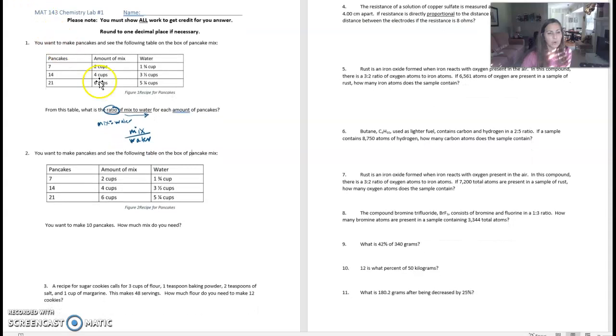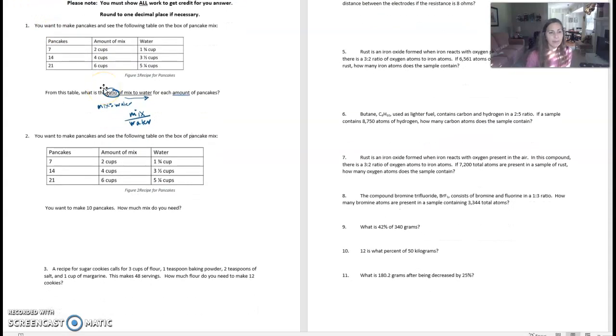Number 2, you want to make 10 pancakes. How much mix do you need? So we know how much mix is required for, let's say, 7 pancakes or 14 pancakes or 21. How much mix is required for 10? So if 7 pancakes use 2 cups of mix, the question is, how many cups of mix would 10 pancakes use?